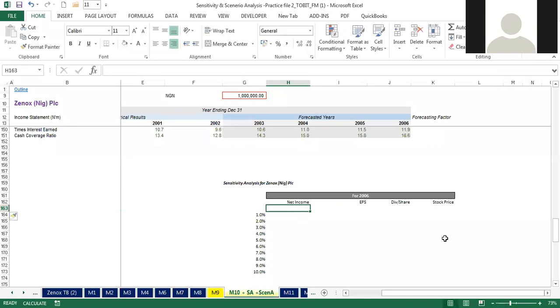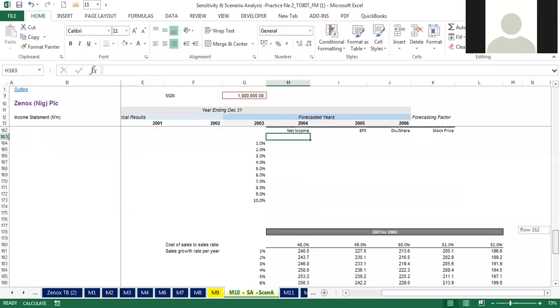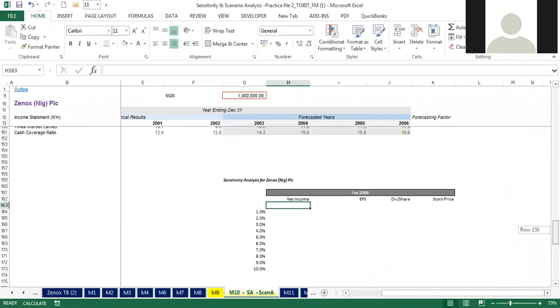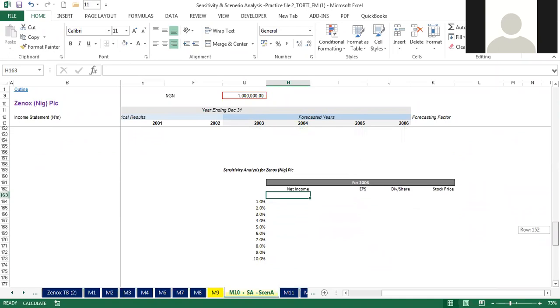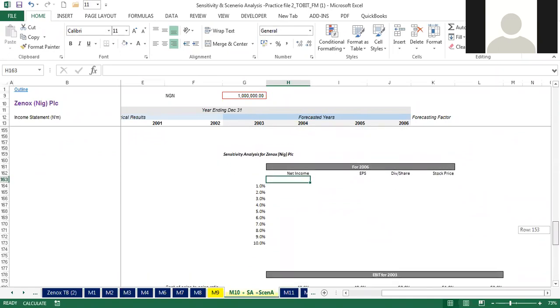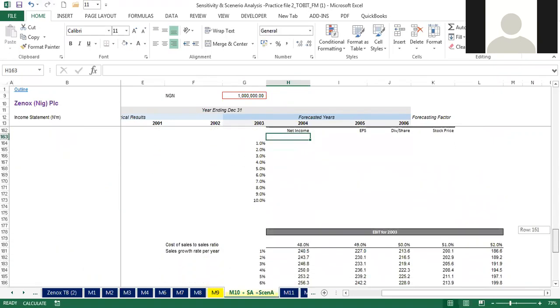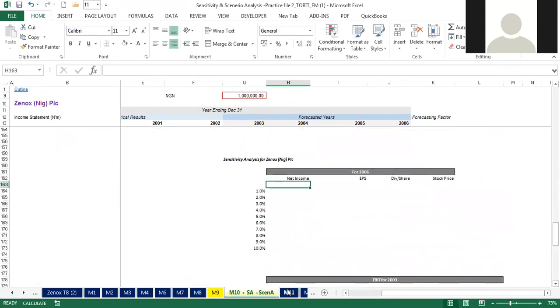Hello, can someone hear me? Yes. Now, there's something important here you need to understand. When you are performing your sensitivity and scenario analysis, we are still going to look at all this, but that will be after the break. When you are performing your sensitivity and scenario analysis, always make sure that it is under your financial statement. Don't come to another sheet and do that.